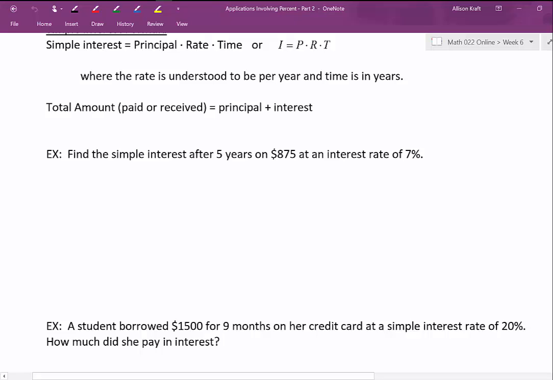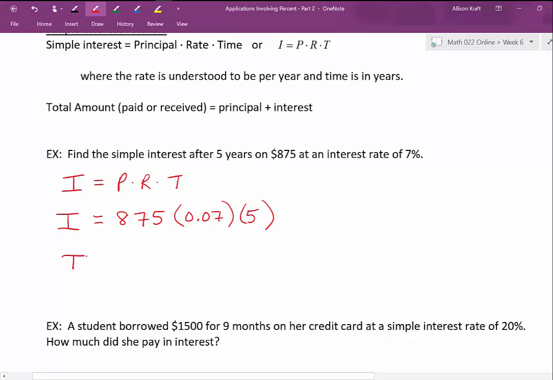Let's find the simple interest after 5 years on $875 at an interest rate of 7%. Interest is equal to principal times rate times time. The principal amount is $875. The interest rate, written as a decimal, 0.07, times the number of years, which is 5. All we need to do is multiply that right side together. Simple interest is $306.25.